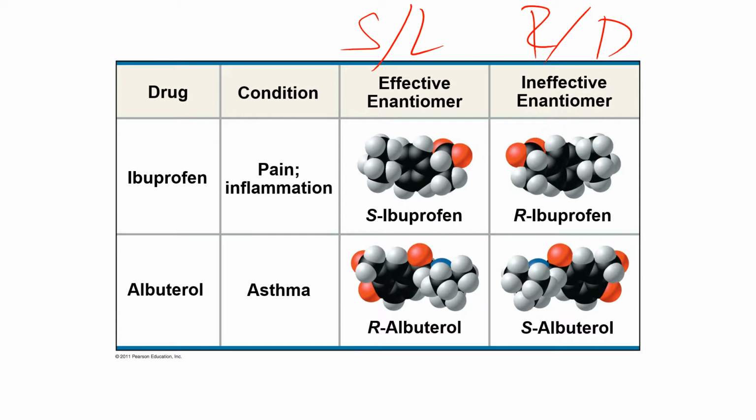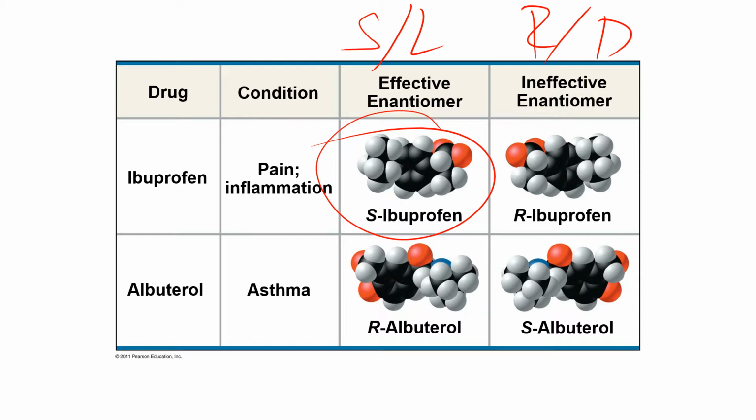Alright, so here you have a drug, something like ibuprofen. Alright, we take it all the time. But there's only one version of that, one isomer of that drug that's actually going to work. And that's going to be the S isomer. Now, why is that? Why is the R isomer or enantiomer ineffective?